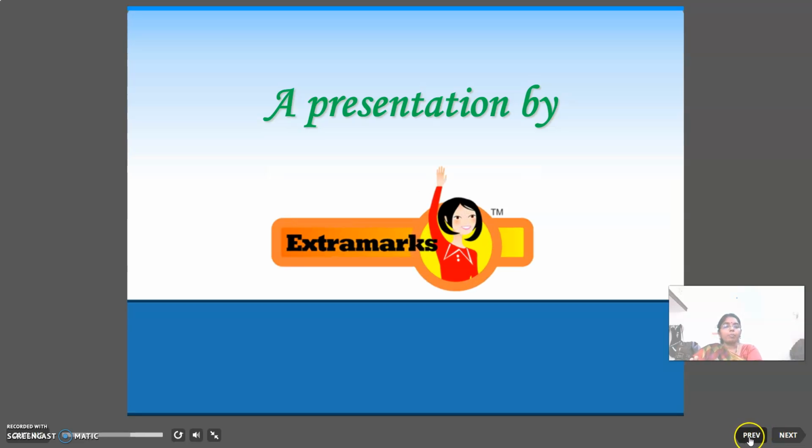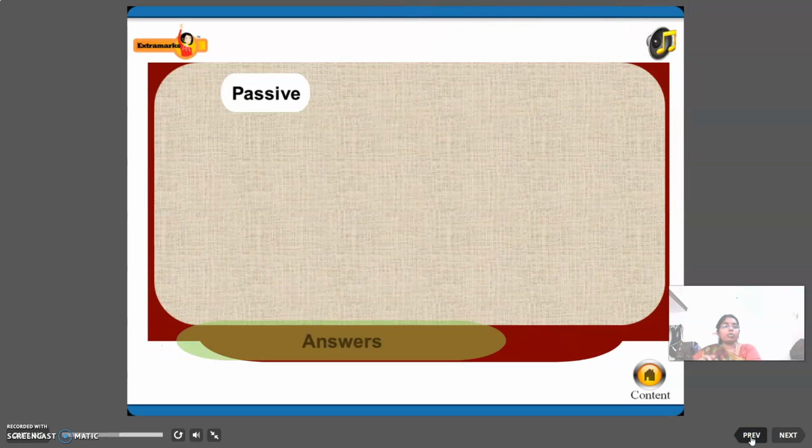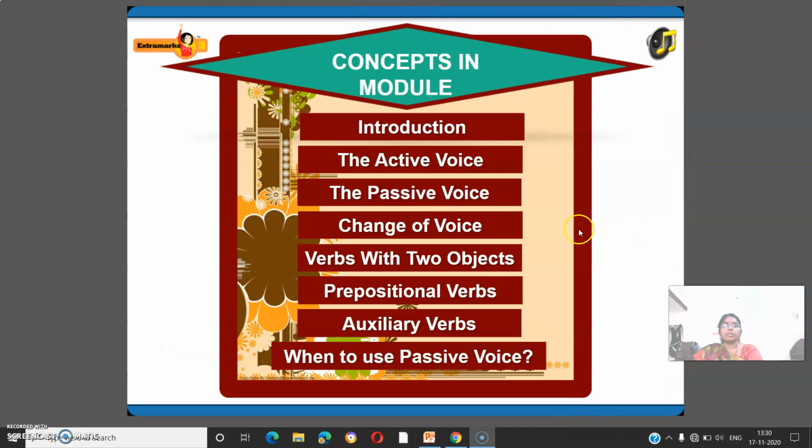Okay. I hope you understood all these. So first we gave an introduction. Then we learned active voice. Then passive voice, change of voices. Verbs with 2 objects, that is direct object and indirect object. Then prepositional verbs will not change. Then auxiliary verbs and when to use passive voice. Children, I hope it will be clear. Thank you so much.